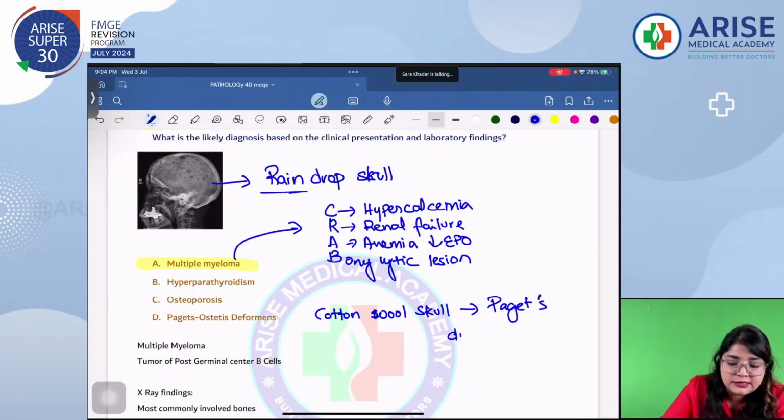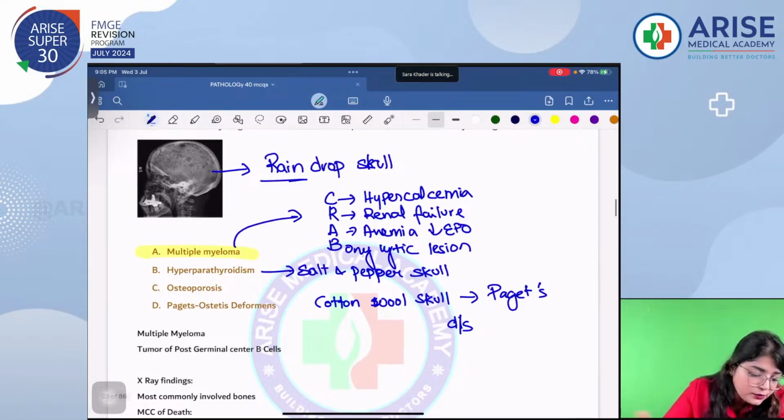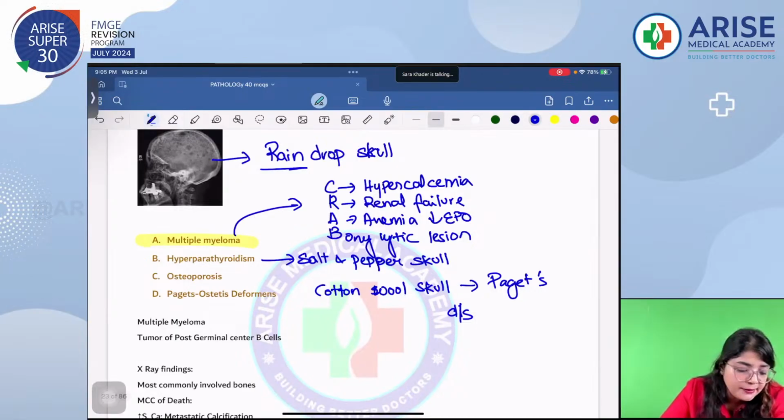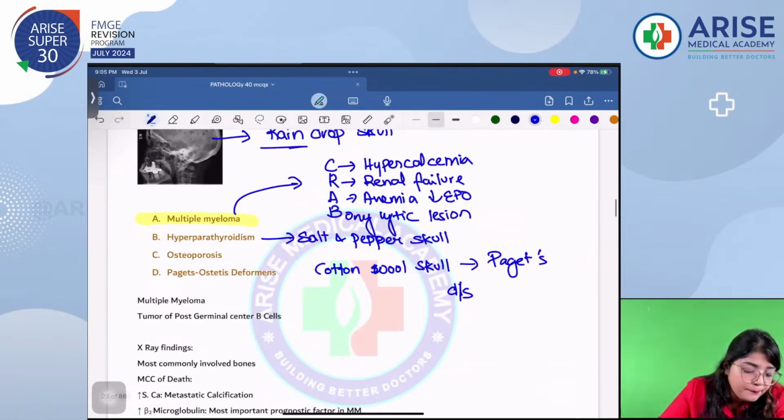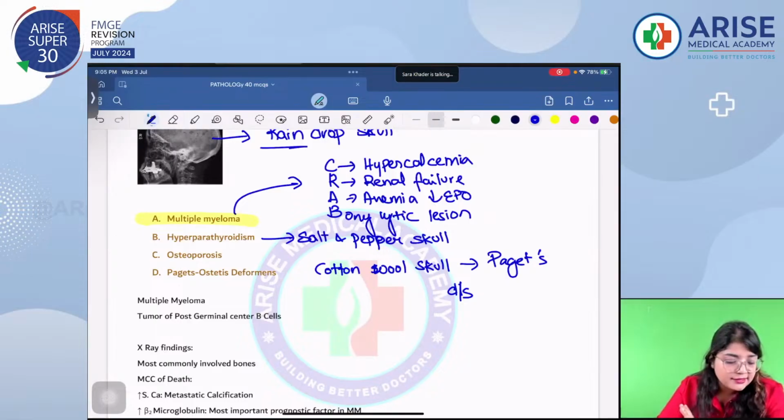Paget's disease. Very good. What about your hyperparathyroidism? That shows you a salt and pepper skull. Any other skull that you remember? Salt and pepper, your cotton wool, your raindrop skull. Is there any other skull?